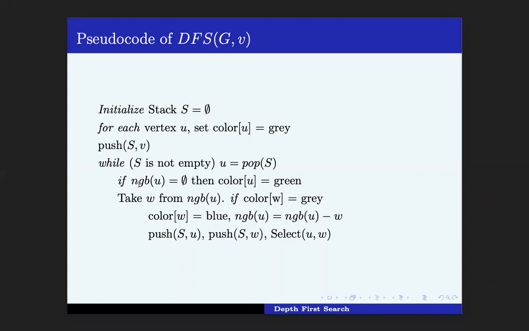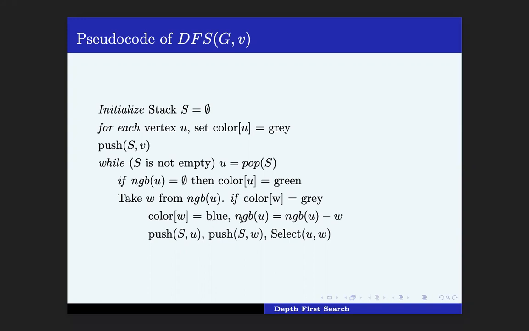So meaning that let's say the neighborhood of U is not empty. That means there exists a vertex, right? So you take one vertex W from the neighborhood of U. Now, if that neighbor W is gray, meaning that vertex is not marked, not visited, then what should we do? Okay, great. So this vertex is not marked. So now I should just put U back, put W back, and mark W to be already seen. Right? That's what I do.